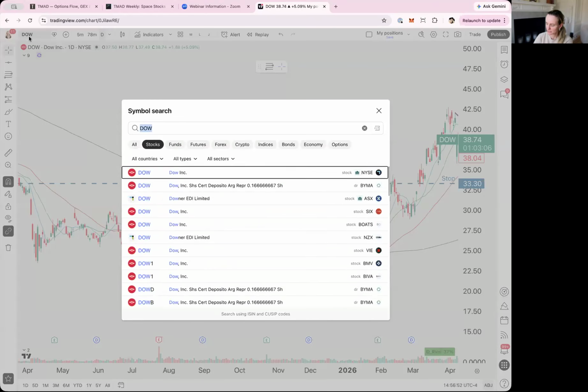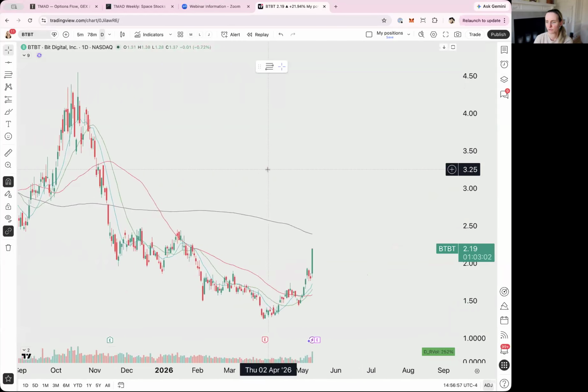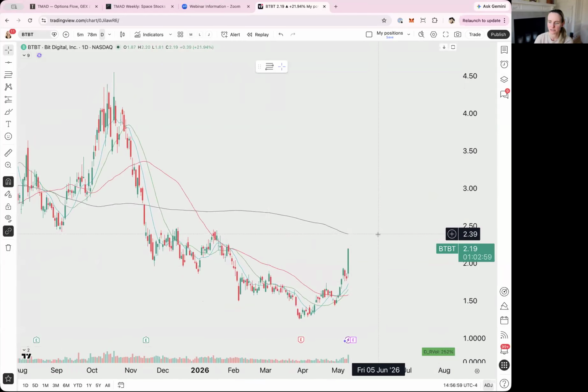DLO, BTBT. Yeah, BTBT, I don't know. Oh, that's moving too. So wait, if you're not in, wait until it breaks the 200 moving average at 239 on BTBT, and then you can probably go long. Then it's going to be in a better trend.